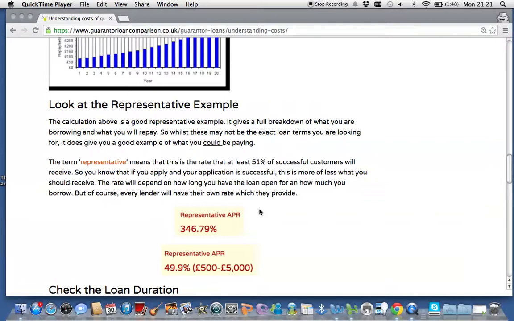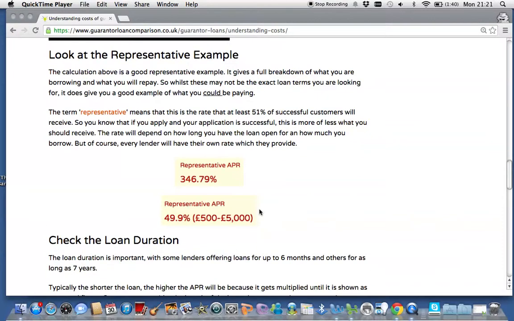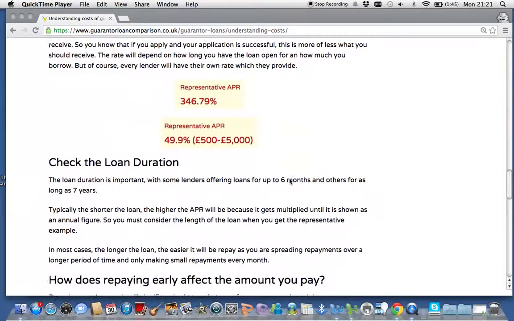The term representative can be misleading, and it's important that you know this, that representative only represents what at least 51% of successful customers will get. So don't be disappointed if you don't get that exact rate advertised by the lender. What it means is that maybe your loan was a bit longer, or maybe you looked to borrow for a higher or lower amount, and that's why the rate wasn't exactly as advertised.